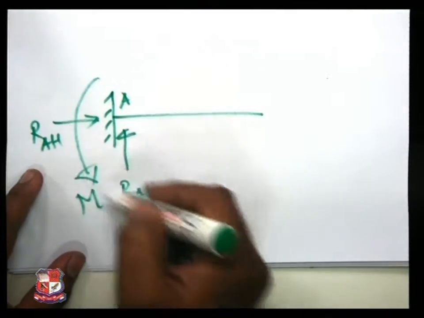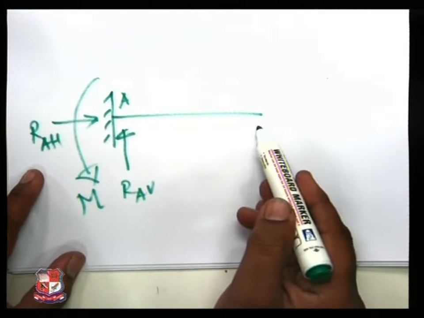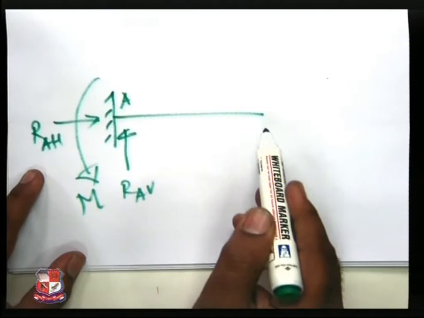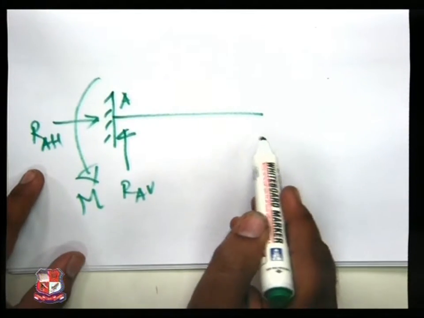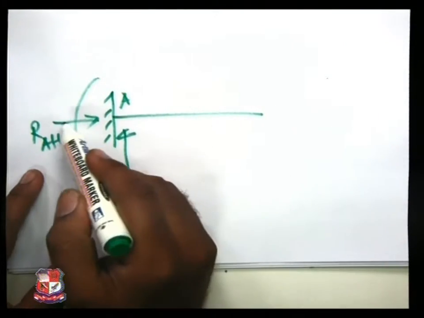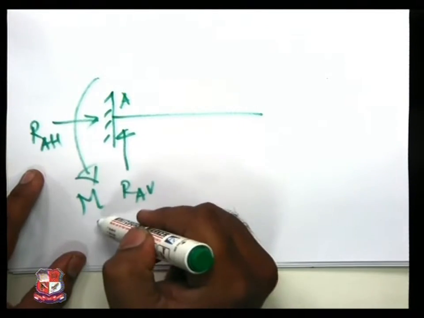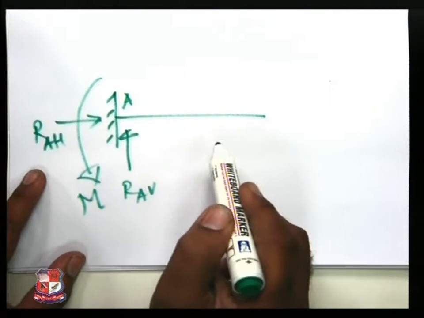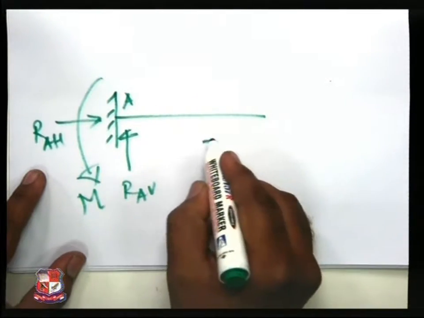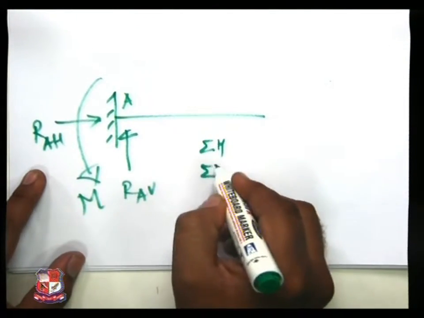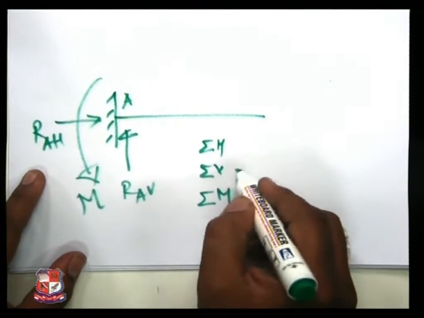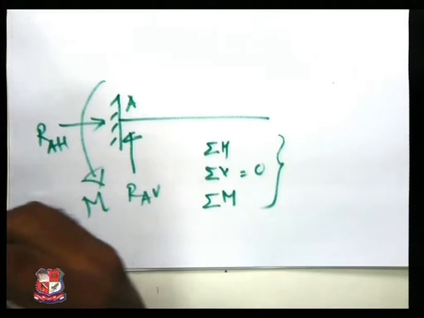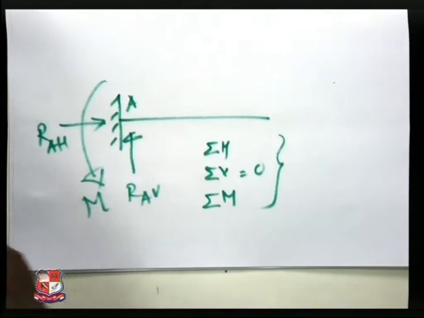So the 3 unknowns are over here. There is no reaction over here. I will repeat my words once again. The students made mistakes over here by providing some support. There is no support over here. So here 3 unknowns RAH, RAV and M. And we can determine these 3 things with the help of the 3 equilibrium conditions, that is sigma H, sigma V and sigma M equal to 0. So this second beam is known as cantilever beam.